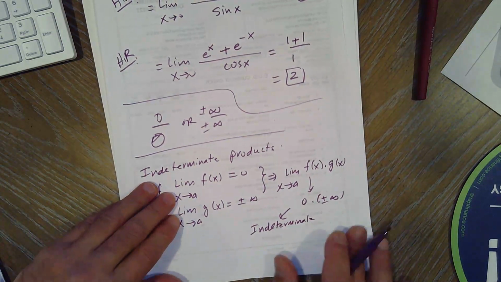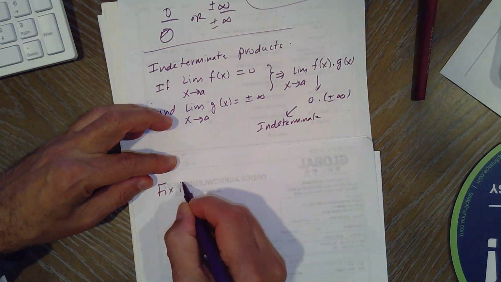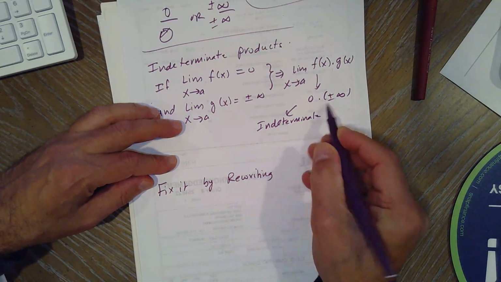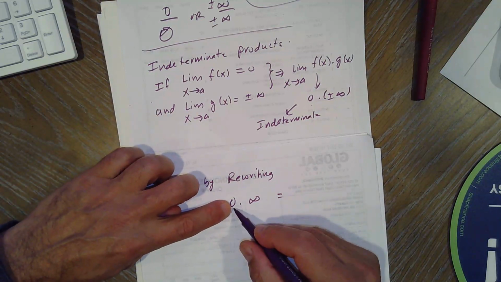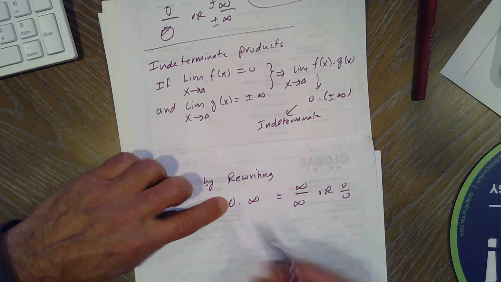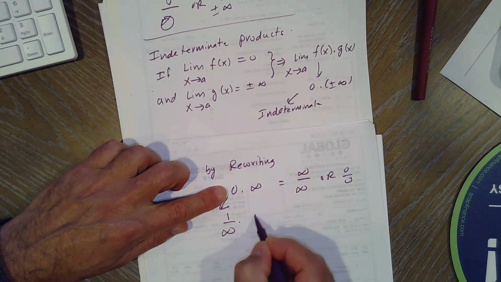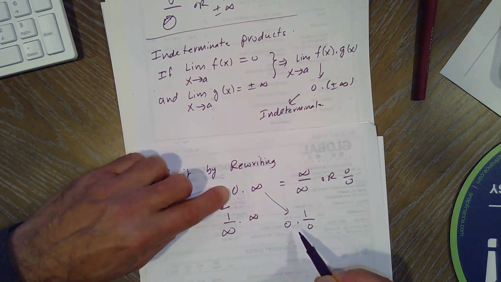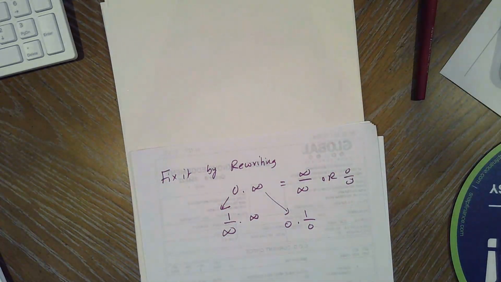What we can do, we can fix it by writing, let's say it's 0 times infinity. You can write 0 times infinity as infinity over infinity or 0 over 0. Why is that? Because 0 can be written as 1 over infinity, or infinity can be written as 1 over 0. So that's what this is coming from. Okay? So here's an example.